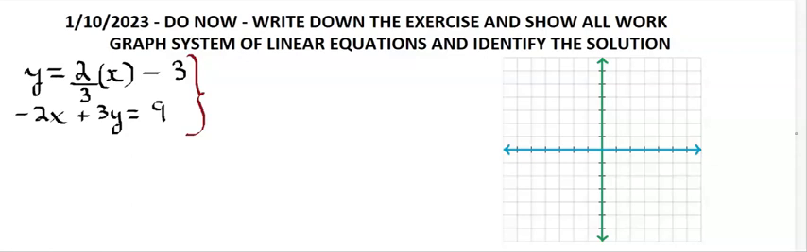So the first equation, y equals 2 over 3x minus 3, is already in slope-intercept form, so that is easy to plot on the graph. The only problem that I have here is that the second equation is in standard form. But let's take care of one equation at a time first before we look at the second equation.